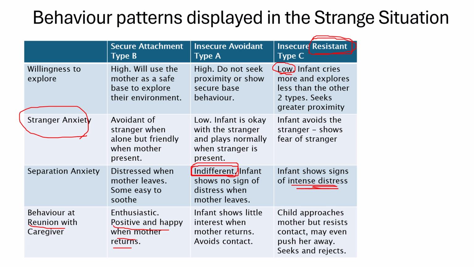So they show that they can't really rely consistently on the parent. And that's why when the parent returns, the child approaches them, so shows reunion behavior, but then might resist contact, maybe push her away. So the behavior is what we would call ambivalent. It's a mix, and we can assume that the parent is inconsistent in their care of the child, and that's why the child doesn't have the confidence to respond consistently to her either.